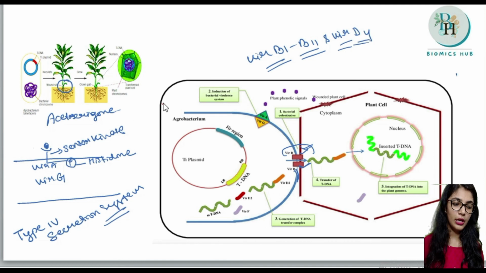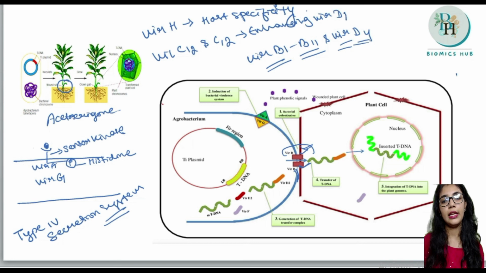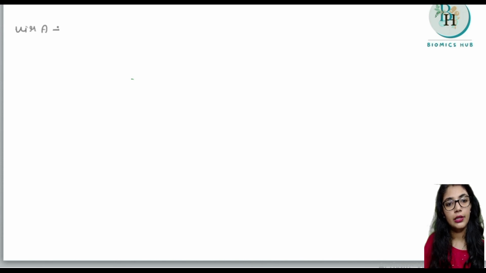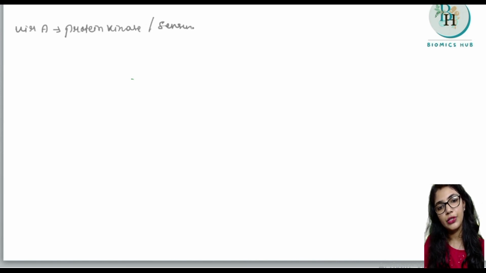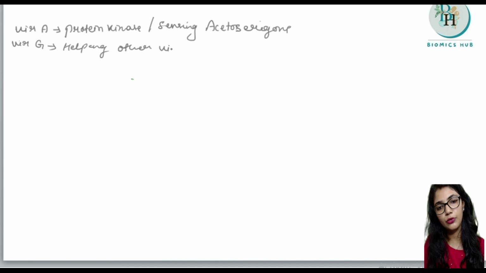So the next function is of Vir H. Vir H is host specificity. And Vir C12 and Vir C2 are enhancing the work of Vir D1. Okay. Let us now write down all the Vir genes which are taking part in the Agrobacterium mediated transformation. The first is Vir A. Vir A was working as a protein kinase which was responsible for sensing the phenolic compound known as acetosyringone. The next one was Vir G. Vir G was helping other Vir genes to get activated.